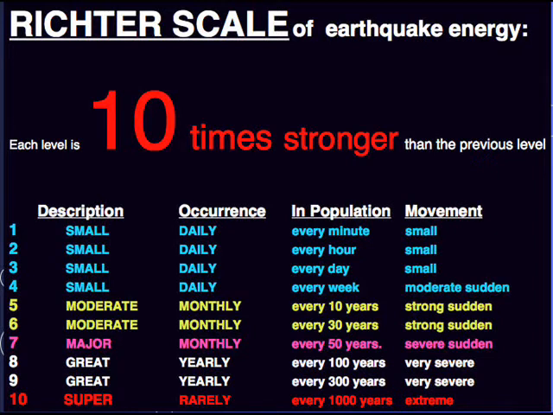Each level is 10 times stronger than the previous level in the Richter scale. Like, 2 is 10 times stronger than 1, 3 is 10 times stronger than 2. From 1 to 4, they occur daily. From 5 to 6, they occur monthly. From 7, monthly. 8, yearly. And 10 is extremely rare for them to happen.